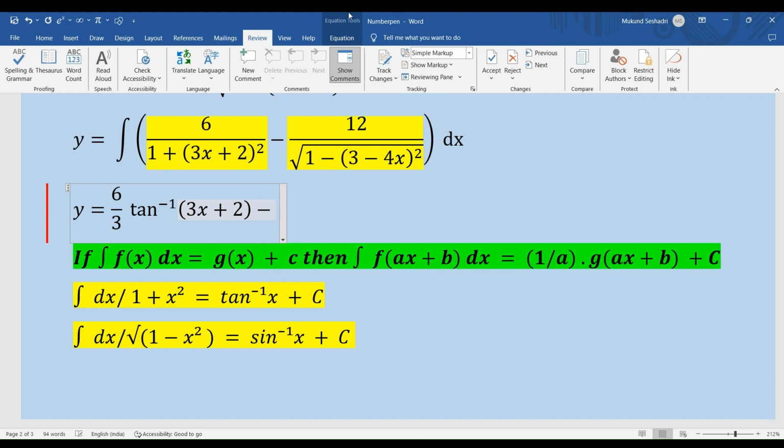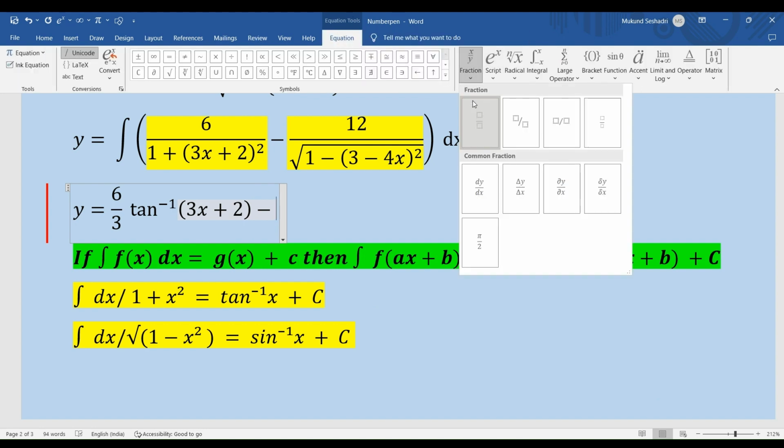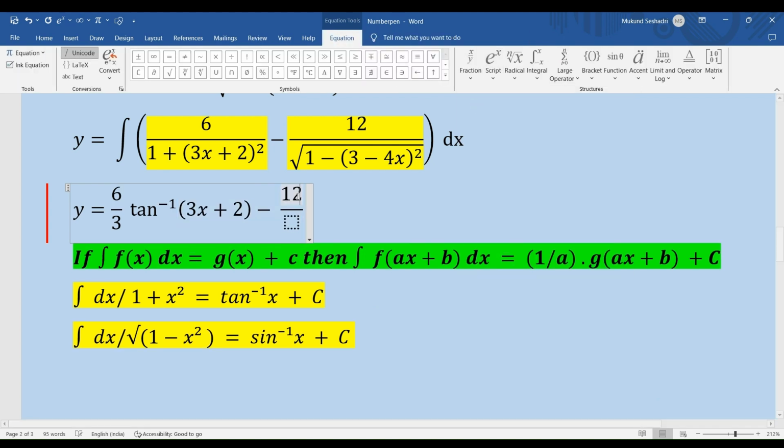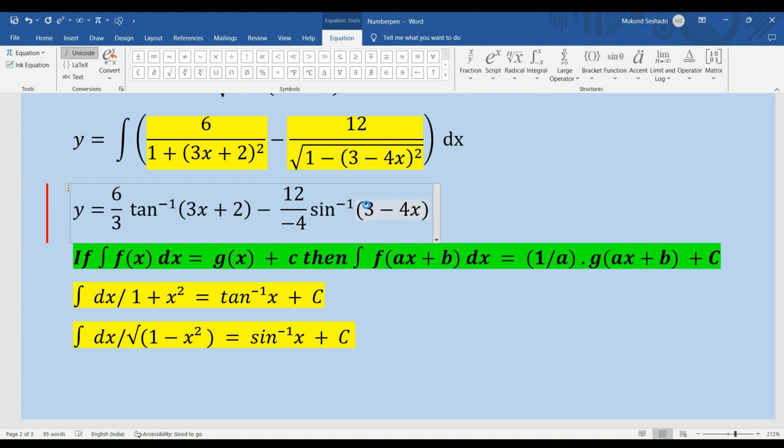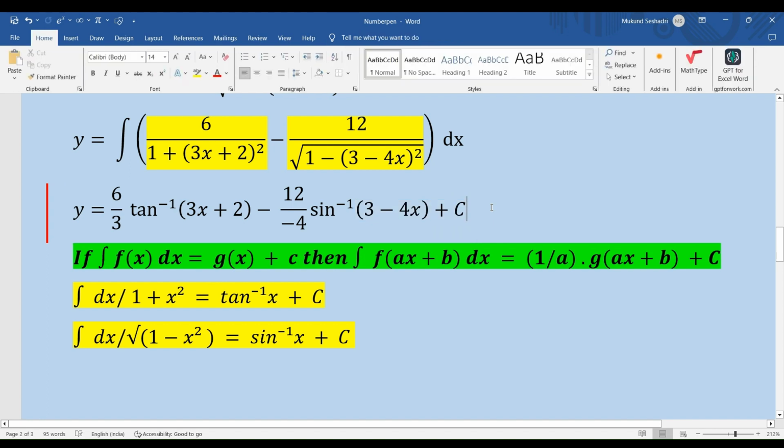My 12 remains as it is. And I have 1 by a. My a, remember folks, is minus 4. And then I have sine inverse of 3 minus 4x, right? You can combine the constants for both the integrals and write them as one single constant. That's the answer we have.